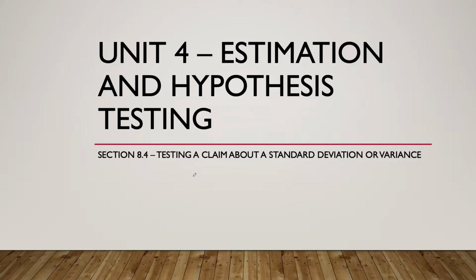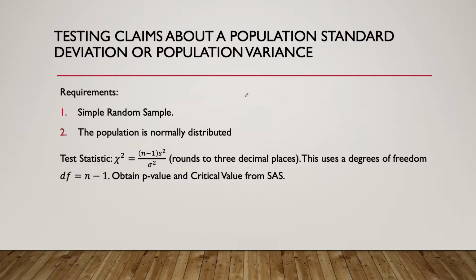Section 8.4 is on testing a claim about a standard deviation or variance. In order for us to claim something about a population standard deviation or population variance, we first have the requirement that we have a simple random sample and that the population is normally distributed. This is a very, very critical requirement for this.